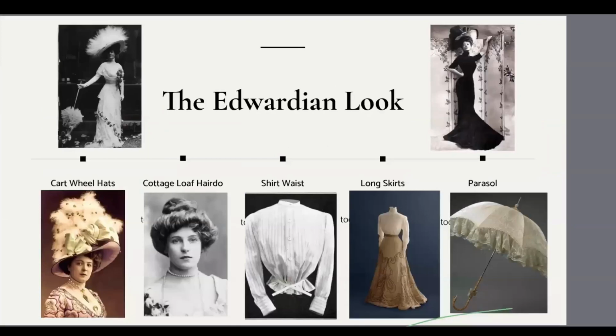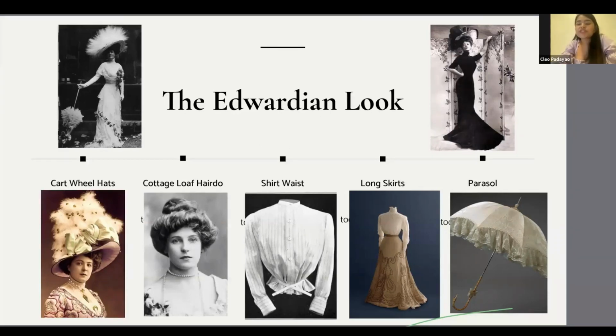Okay, so let's get to know the Edwardian look. The two ladies here are the best example of the Edwardian look, but let's get to know its key features. So first is the cartwheel hat. As you can see, it's a very big hat, very heavily decorated with feathers or ribbons. Some may say some birds went extinct during this time because it was so heavily decorated. And then next, the go-to hairstyle is the cottage loaf hairdo. It's very much inspired by the Gibson girl that you've seen in the first slide.